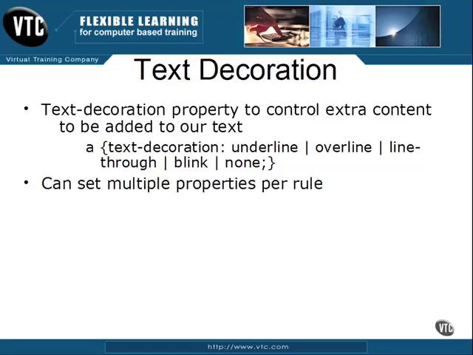With our text decoration, we can set up multiple declarations so that we can have multiple properties per rule having different values. Now, of course, typically you won't really want to do this because if you add an underline and an overline or blink, it's going to be way too busy. So it's just going to be better if you just use one text decoration per selection.